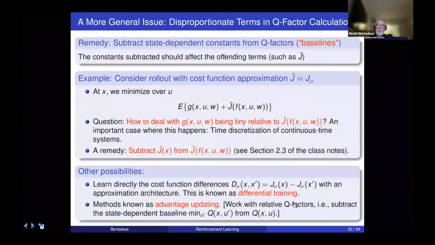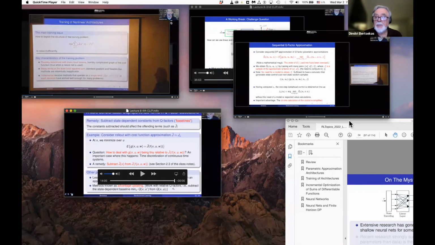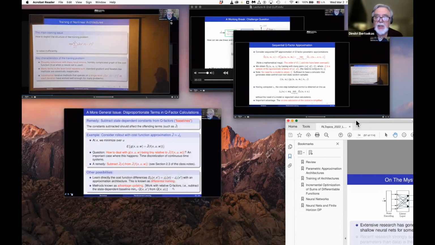Okay, so I'm going to stop here. This is my last slide. Are there any questions? Okay, well, that was the last slide of this lecture. Are there any questions on this issue of Q factor differences, advantage updating, baselines, and so on? All of this is very important in practice.